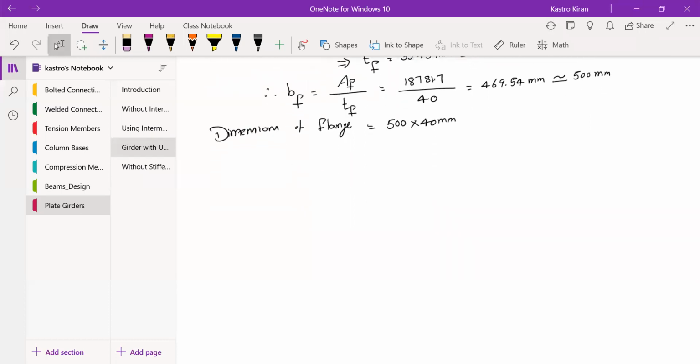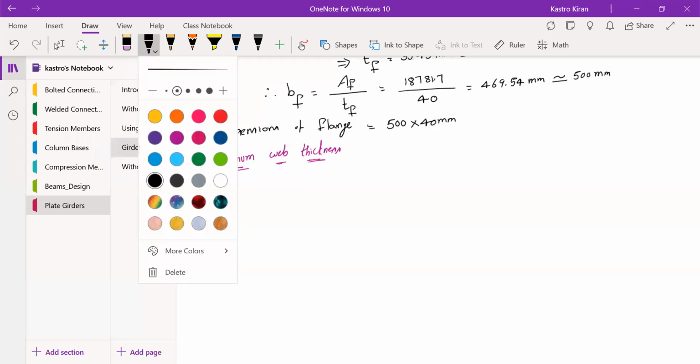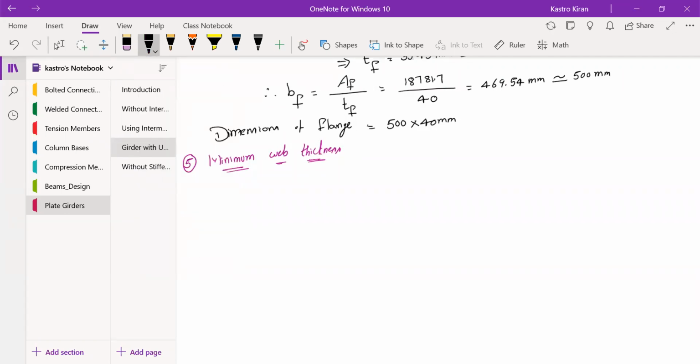Now in the next step, that is the fifth step, you're going to find out the minimum web thickness. Remember, as I said earlier, here you will get some additional steps when you have the combination of loads. So please be very careful of what are these additional steps and how they are coming. As I was telling earlier, in this problem, we are not going to use intermediate transverse stiffeners.